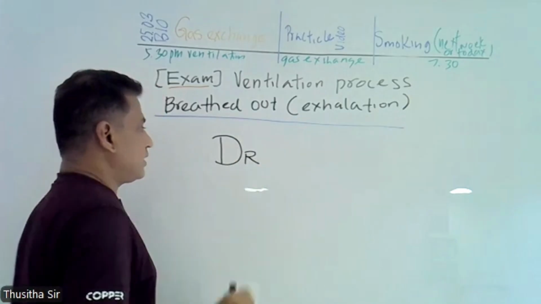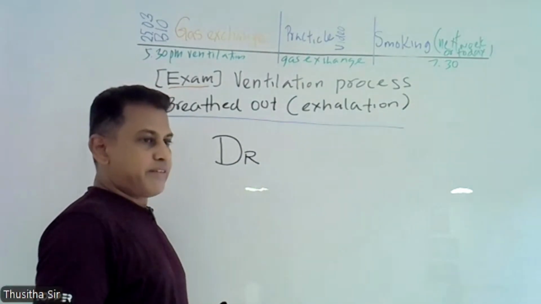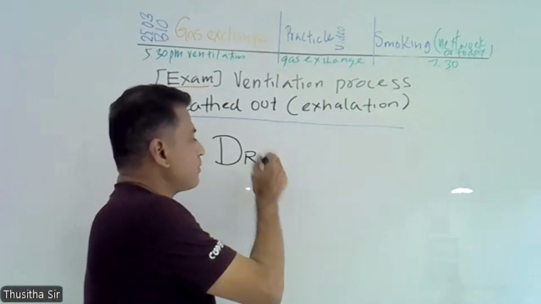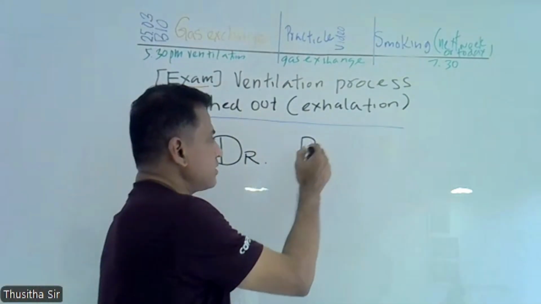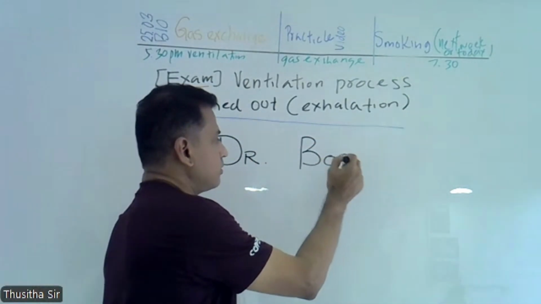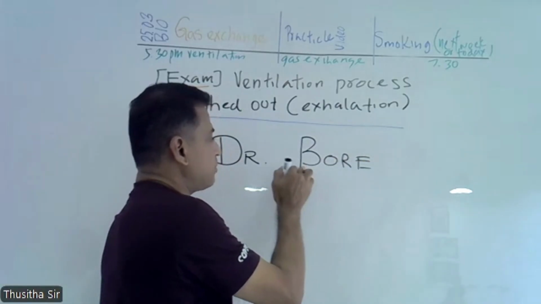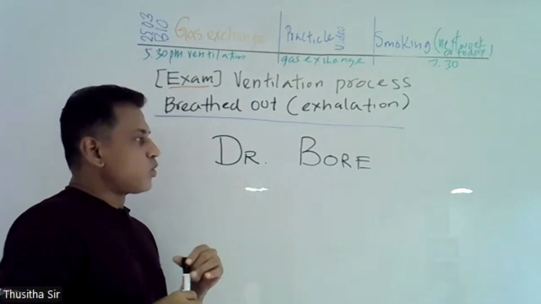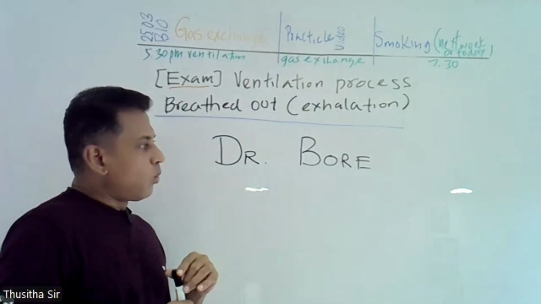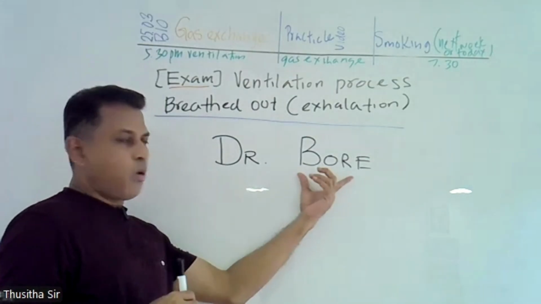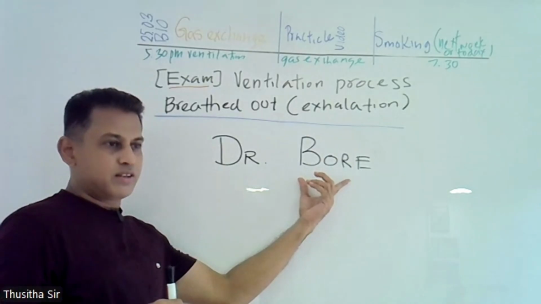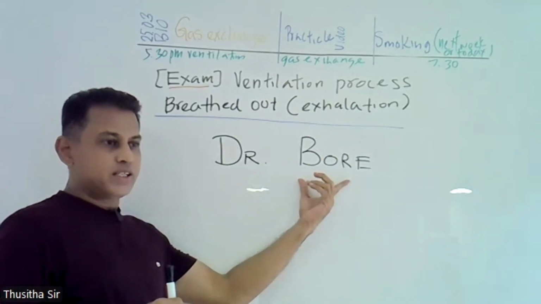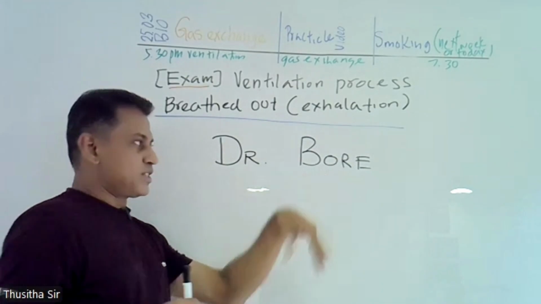So that indicates doctor. DR is the abbreviation for doctor. And the name of the doctor is, I don't know if that name exists, it's called Bohr. So Dr. Bohr. I think the meaning of Bohr is wild pig. Wild pig. I mean, it doesn't matter.